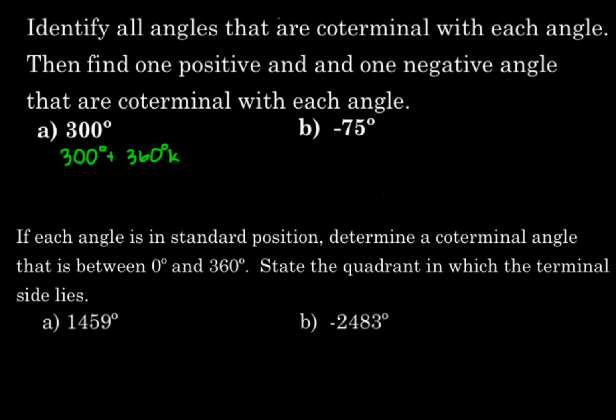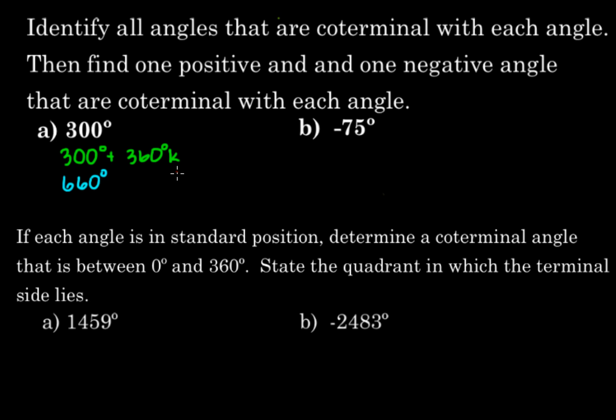Now the second part of this question is to write down a positive and a negative version of this. That's very simple. All you have to do is make k a positive amount: 1, 2, 5 million, whatever you want it to be. I'm going to make k 1. So 1 times 360 is 360, and 360 plus 300 is 660. So my positive version is 660. What this tells me is that 300 and 660 are coterminal angles.